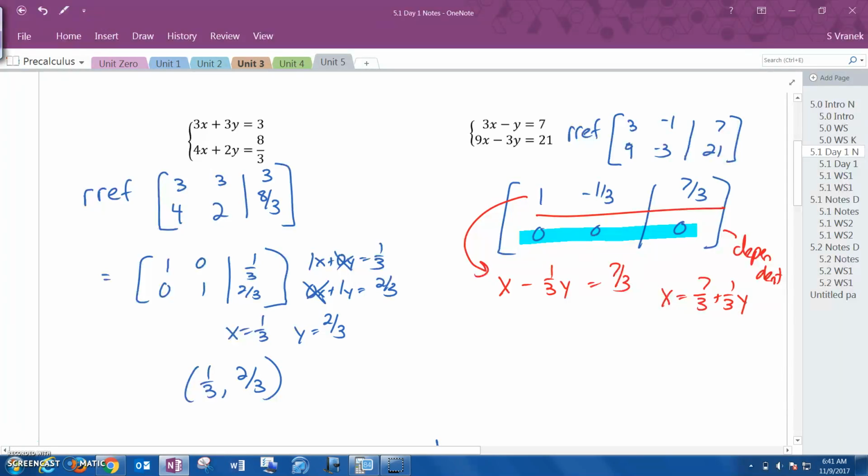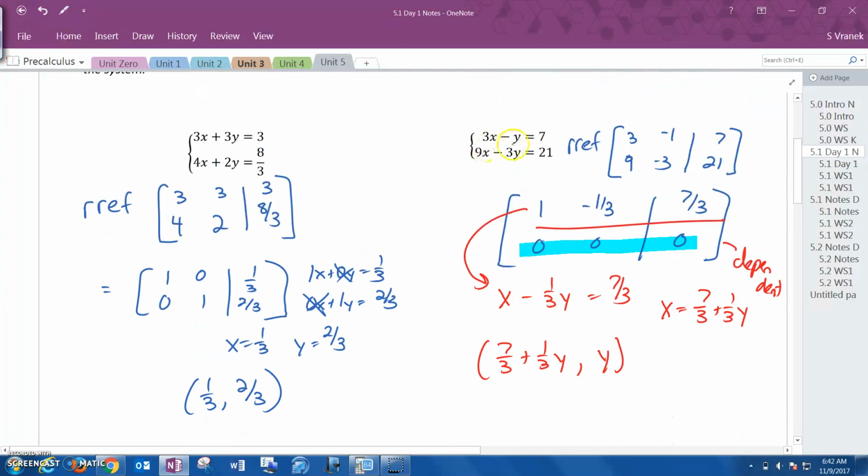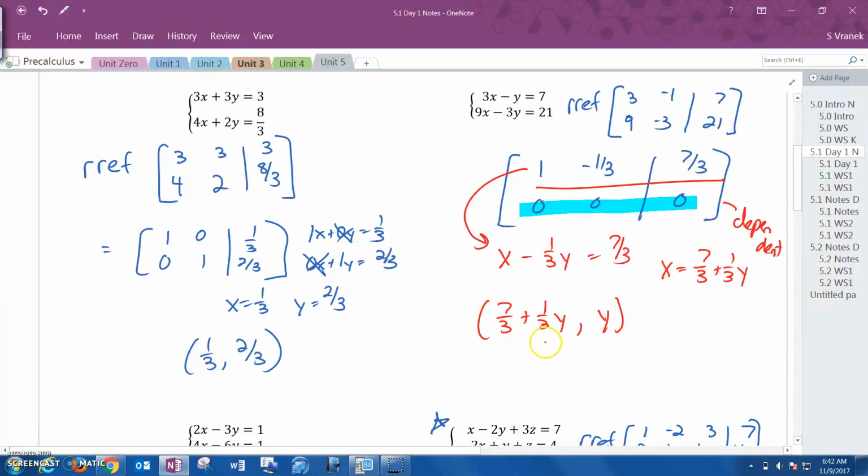Okay? So what that means is I have the solution set that, well, x is going to be this here, and then this is dependent on the letter y. So even though we say infinitely many solutions, you can't just say the answer 0, 0 works, because it doesn't. 0, 0 does not work on this equation, because if you do 0, 0, you get 7 and 21. That doesn't equal. So there are infinitely many solutions, but they follow this pattern.